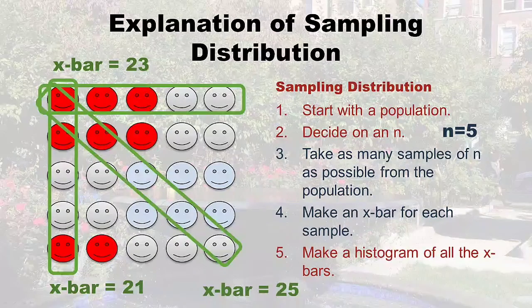And actually there's going to be a ton of these, right? There's a ton of different ones. But it's finite. At the end of the day, there's only so many groups of 5 I can get out of this population on the slide. And each group of 5 is going to have its own X bar. So I could write down every single one of those X bars I get for every single group of 5 I can make out of this. And then I can make a histogram of all the X bars.